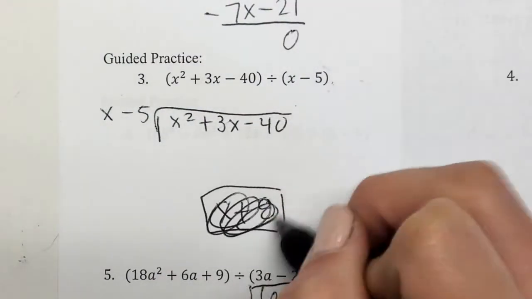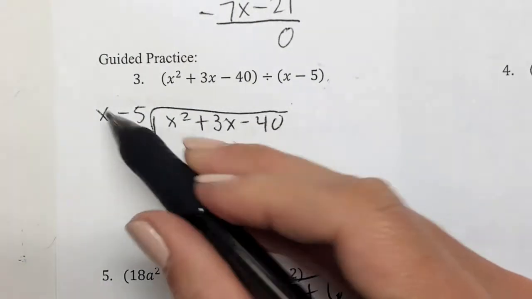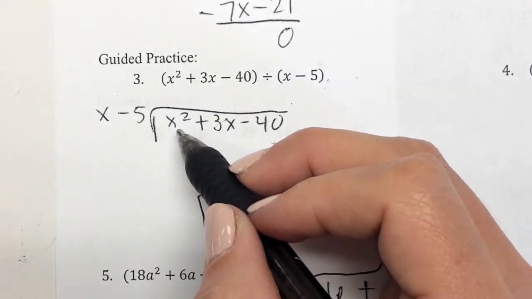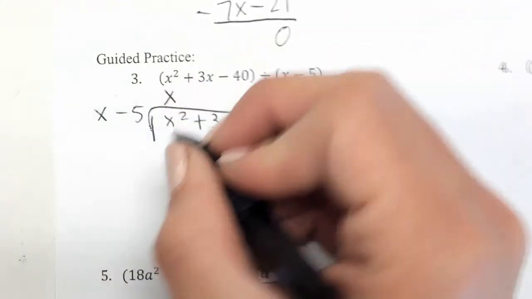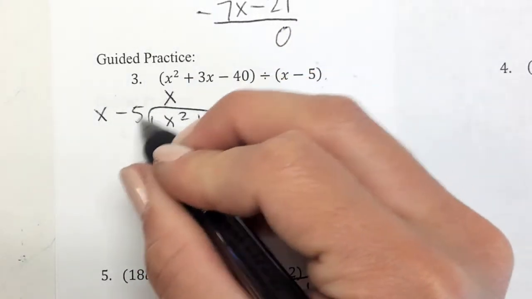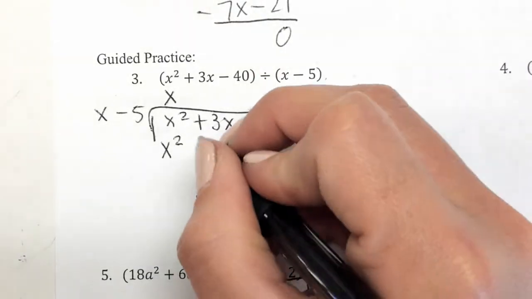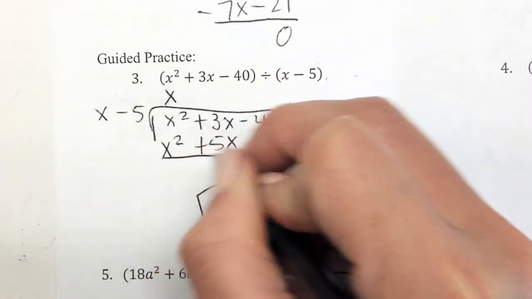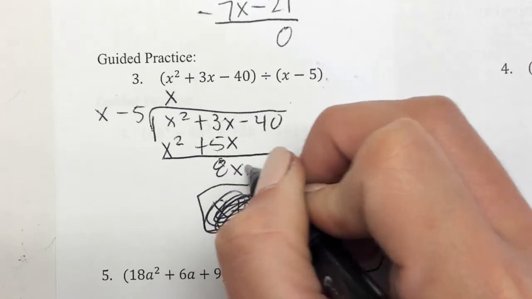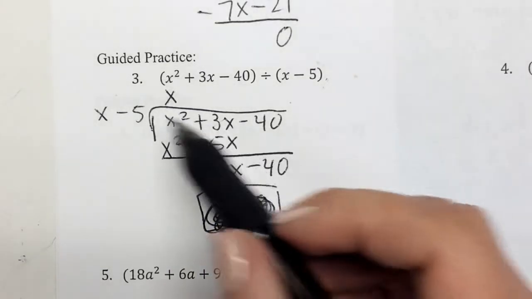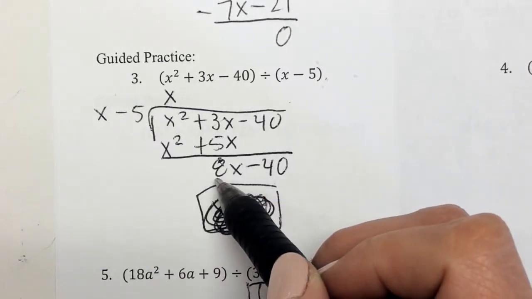I'm going to erase this so nobody can cheat. What do I have to multiply x by to get x squared? X. So that'll be x squared minus or plus 5x? Plus 5x. Good. Got to change the sign. So this will be 8x minus 40. Then what do I need to multiply this by to get this?